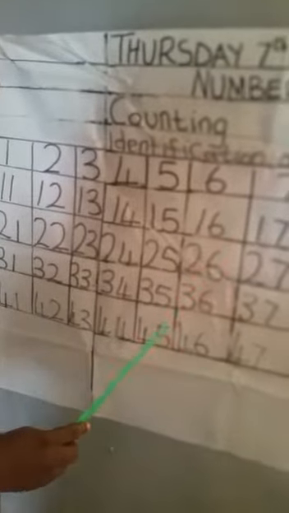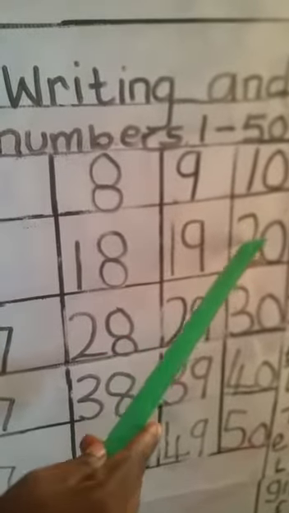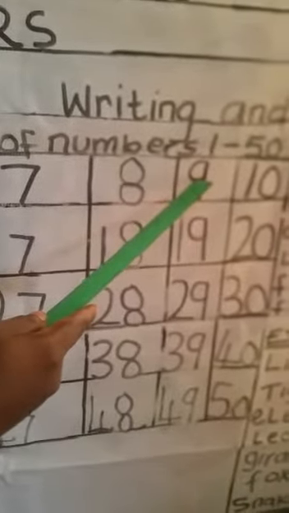We are now going to identify these numbers. Starting from, what number is this? 10, 20, 30, 40, 50. What number is this? Number 3. What number is this? 5. What number is this? 7. What number is this? 9.